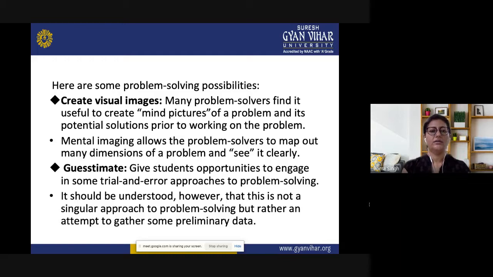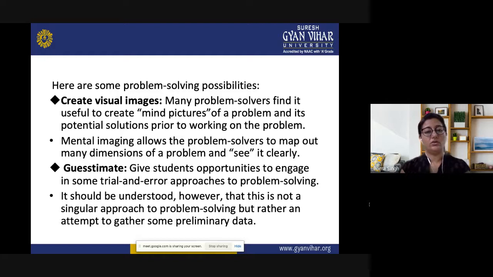So here are some possibilities and techniques which could be adopted by the students while finding out the correct solutions. The first one is creating visual images. Many problem solvers find it useful to create mind pictures, as we discussed in one of the classes about concept mapping. Whatever is coming to the minds of the students, they are able to present visually in the form of concept mapping. It will provide potential solutions and help in working on the problem.